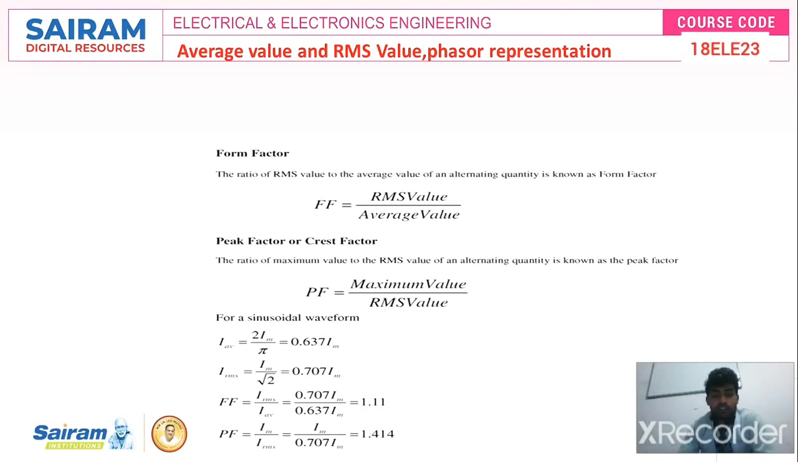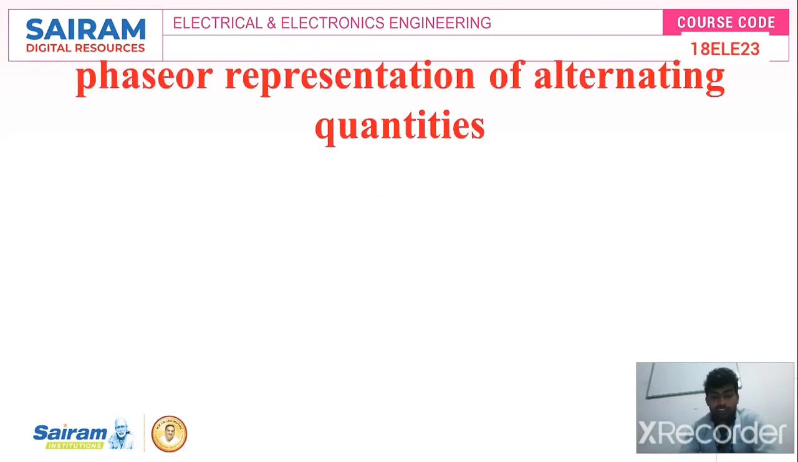And peak factor, that is crest factor, you can call. Peak factor is equal to maximum value by RMS value. I mean it is a ratio of maximum value to the RMS value. Maximum value you can take Im, by RMS value is Im by root 2. Just root 2 will go to the numerator, so you will get 1.414.